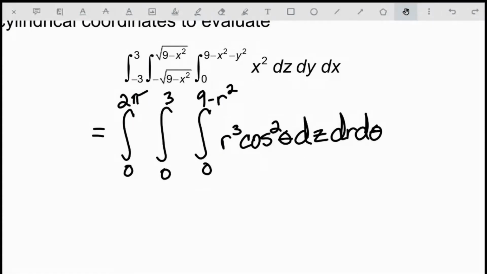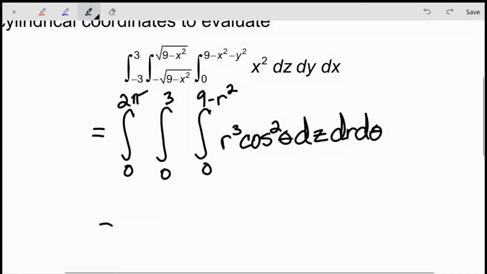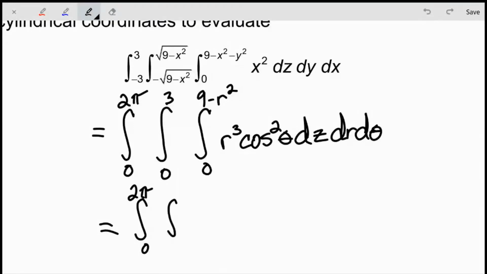If I were to deal with that z integral, I'll just show you the inside integral, and then we can talk about the rest of it. So I've still got this integral from 0 to 2 pi, and then the integral from 0 to 3. But if we solve the inside part of this, when we do the antiderivative with respect to z, we're just going to get z r cubed cosine squared theta, and then we plug in 0 to 9 minus r squared, and we're going to end up with 9r cubed minus r to the 5th times cosine squared theta dr d theta.